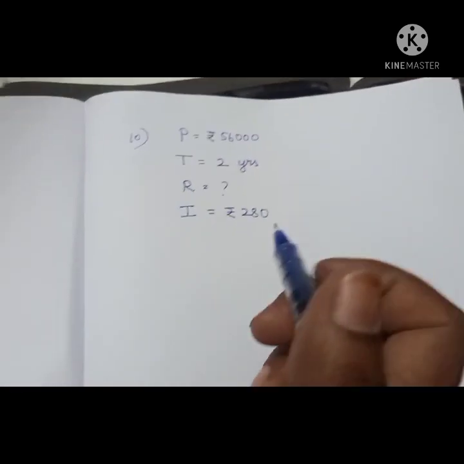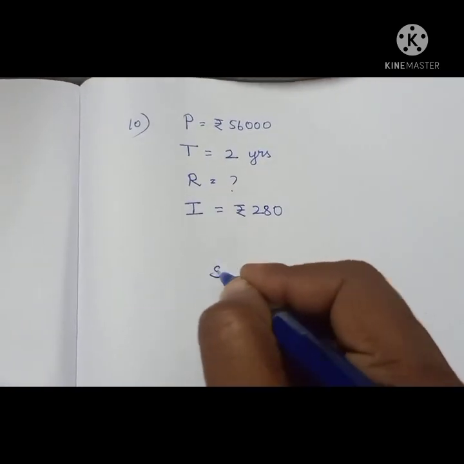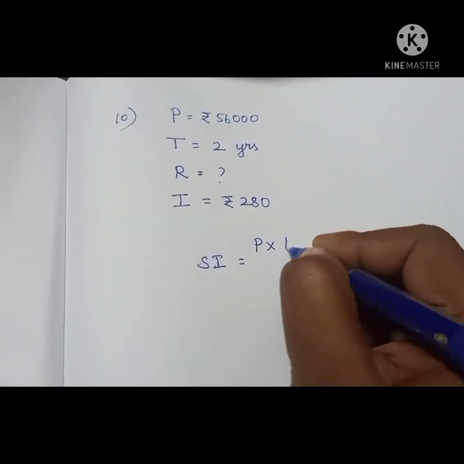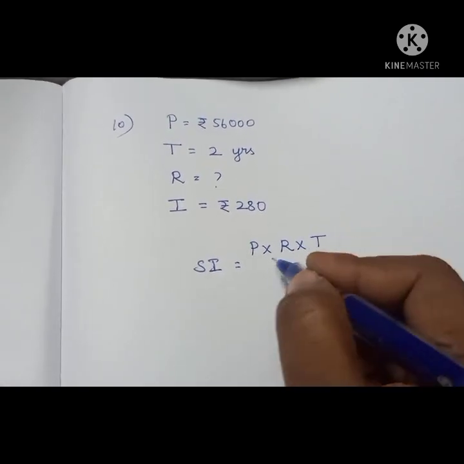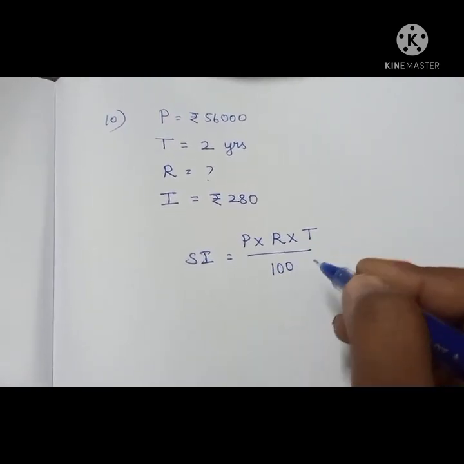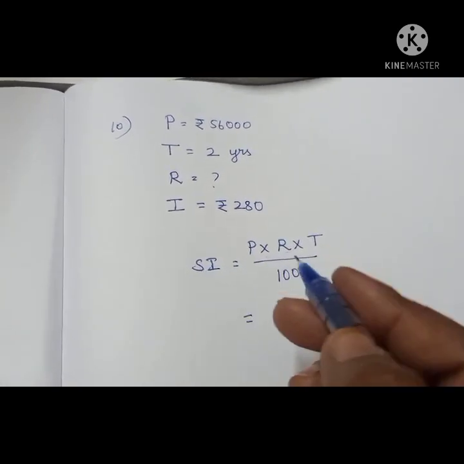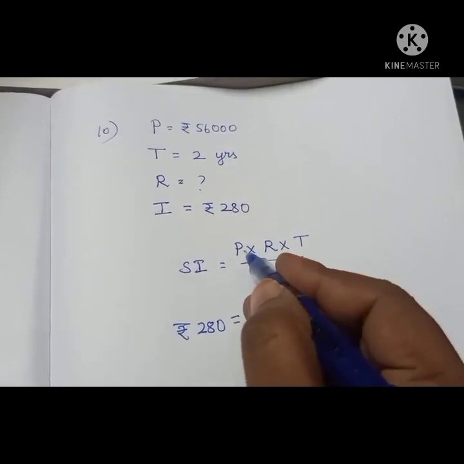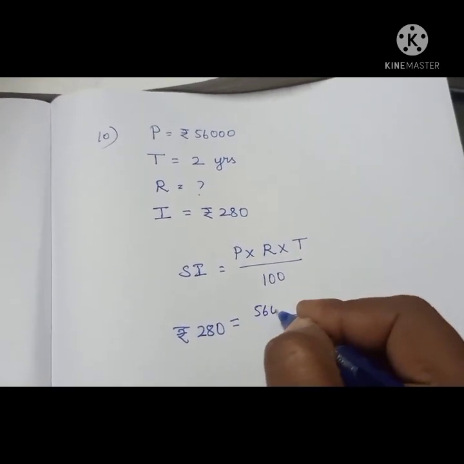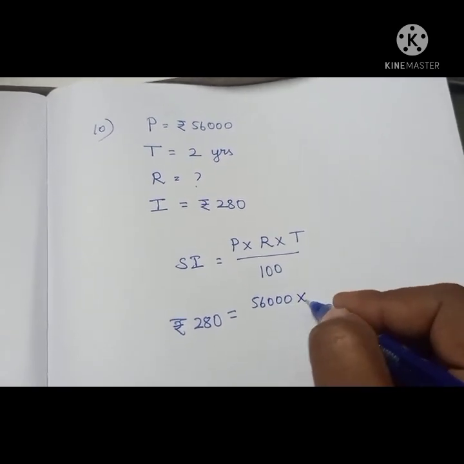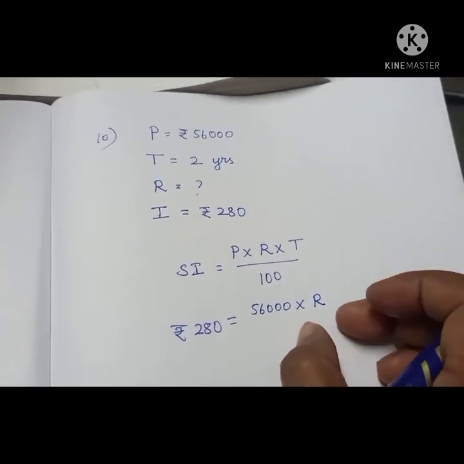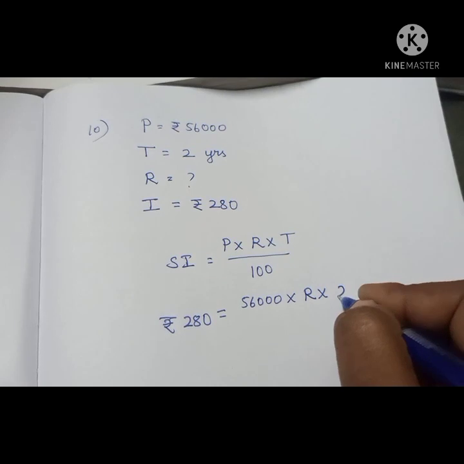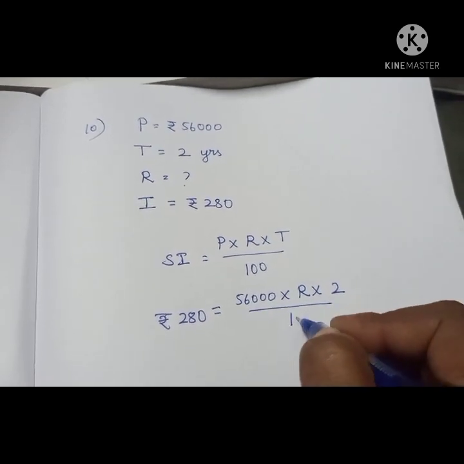To find the rate of interest, we need to use the simple interest formula. Simple interest is equal to principal into rate of interest into time by 100. Here we know that the interest is rupees 280, the principal amount is 56,000, into the rate of interest, which we don't know, so just keep it as R, into time duration 2 years, by 100.